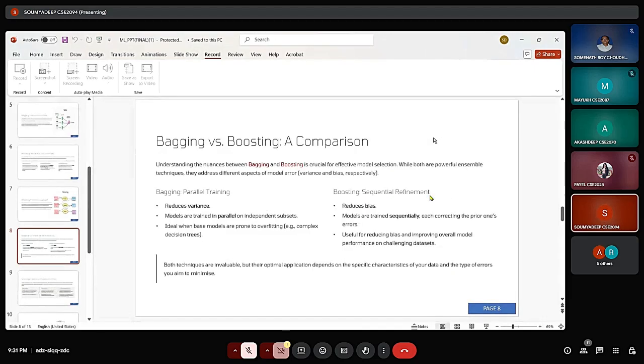Next. Here is a comparison between the two processes that we have learned till now. One is bagging and the other is boosting. In bagging, the primary benefit is the reduction of variance, whereas in boosting, it is the bias which is being reduced. Models are trained in parallel for bagging, whereas they are trained sequentially for the boosting process. Bagging is ideal when base models are prone to overfitting, and boosting is useful for reducing bias and overall improvement.